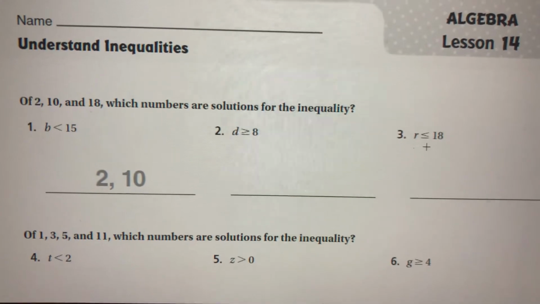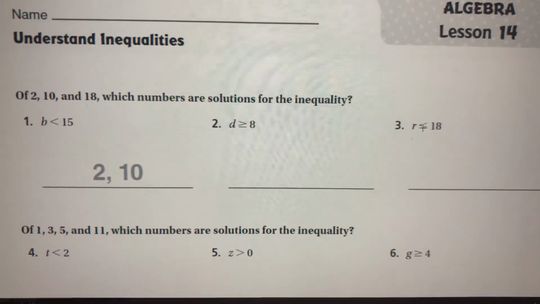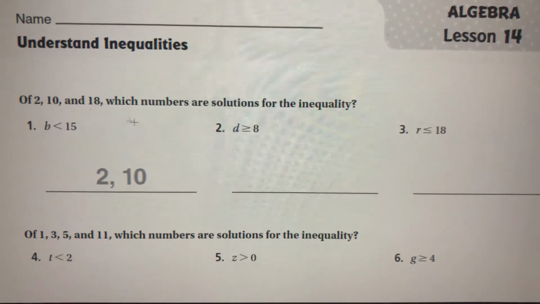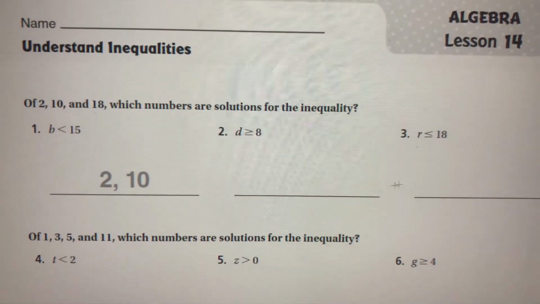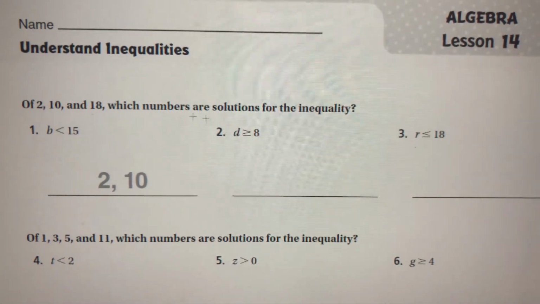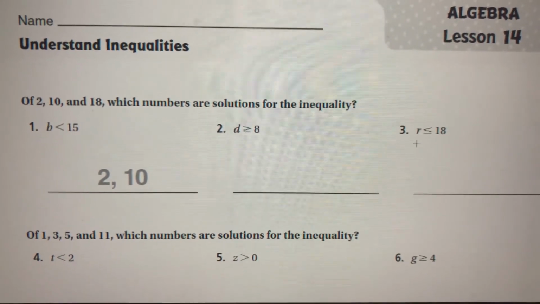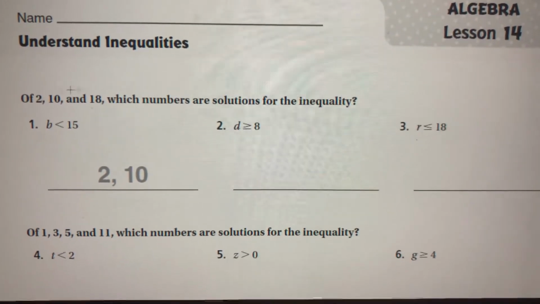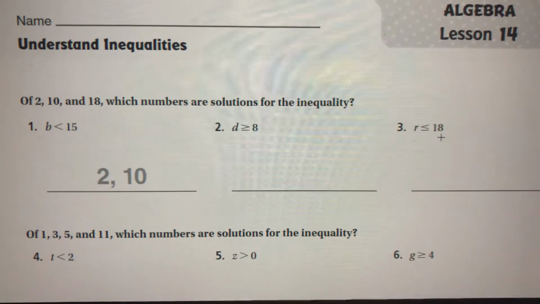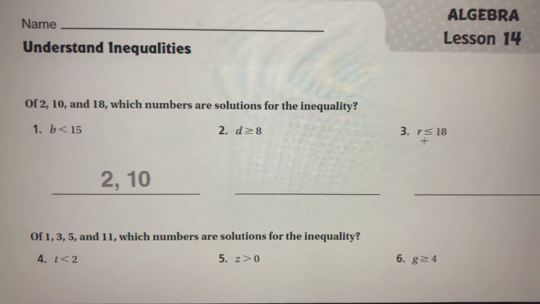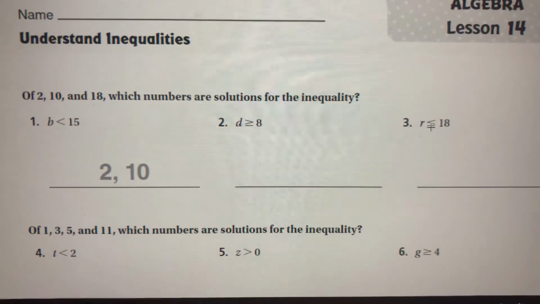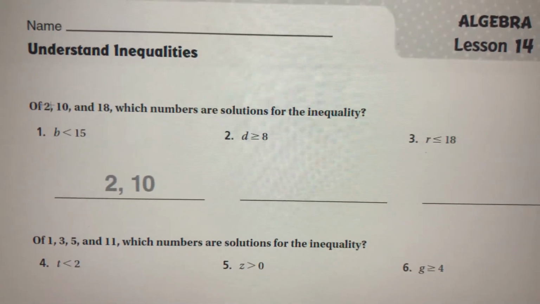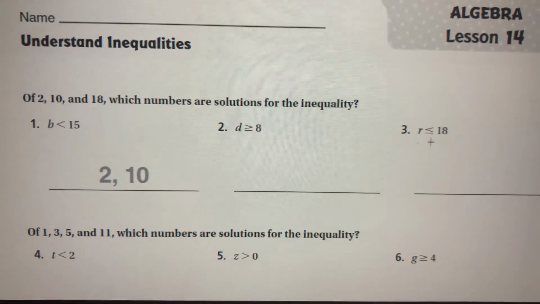Now for number 3, you have R is less than or equal to 18. So in this case, we can use all of them, right? We would put 2, 10, 18 because 2 is less than 18. It's not equal to 18, but it is less than 18. 10 is also less than 18. And 18, I know it's not less than, but it's equal to itself. So in this case, all 3 of these values would work for this inequality.